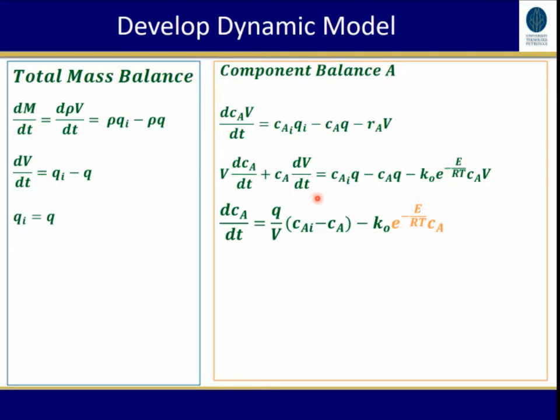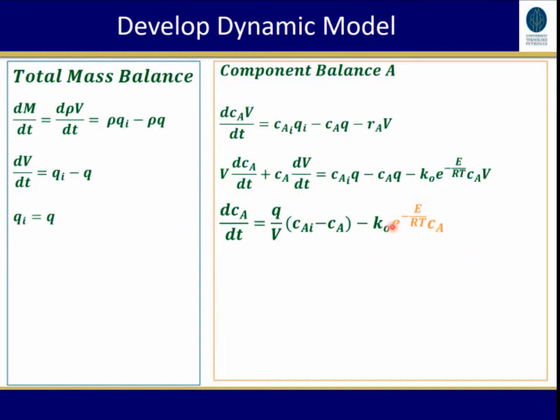And then the rate of reaction, like we said just now, becomes k CA, where the rate constant becomes the pre-exponential factor times the exponential term. And then since it's a constant volume, we cancel the term dV/dt, and we are left with only V times dCA/dt. Finally, when we shift the volume to the other side, it becomes the component balance equation, where dCA/dt equals the other terms.